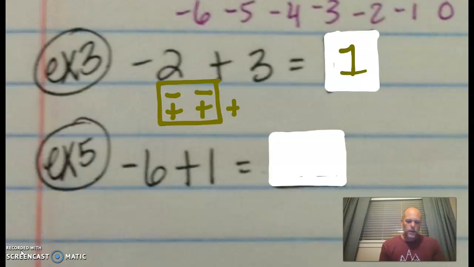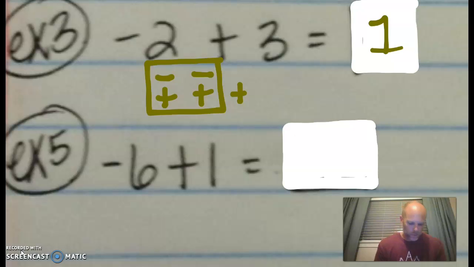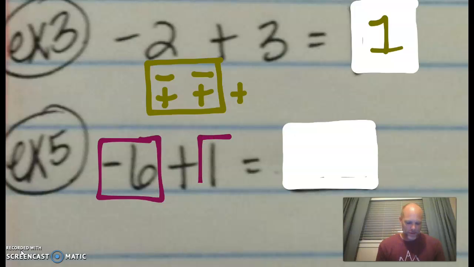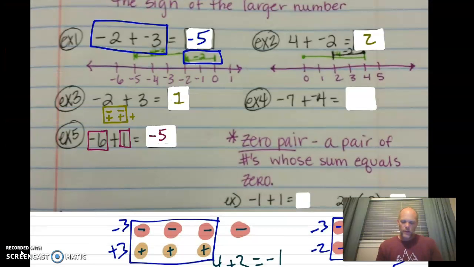If you can follow that and say, what do I have more of? I keep wanting to point at my screen, but it doesn't work. Do I have more negatives or more positives? You already know. I have more negatives. That means my answer is going to be negative. How many more negatives do I have? 6 and 1. What's the difference? 5. -5.